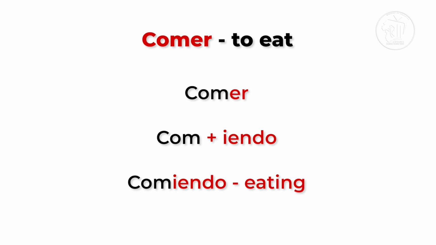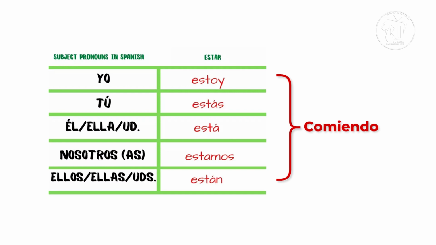Remember, these endings, ANDO for AR verbs and IENDO for ER and IR verbs, are like the ING in English. So our new word is comiendo, which means eating. So if we were to use this new conjugated verb with the pronouns and the estar verb, it would be yo estoy comiendo. That is, I am eating. Remember, it's the present continuous tense, meaning it's happening right now.